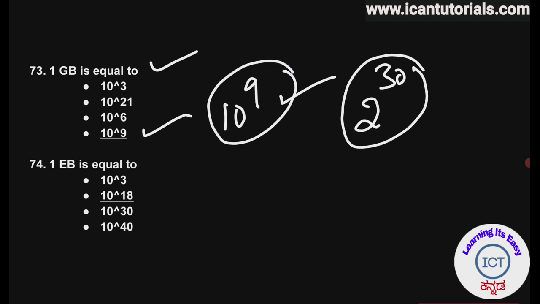Next, 1 EB, 1 exabyte is equal to 10 to power of 18. 10 to power of 18 means 1 followed by 18 zeros. That is, 1 exabyte is equal to 10 to power of 18.